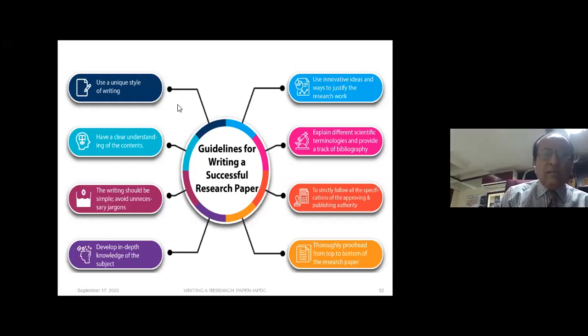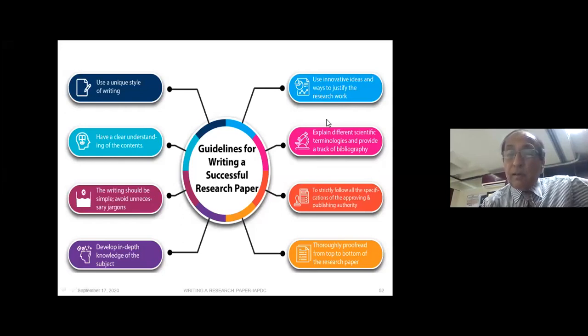So use a unique style of writing, I mean your own language. Have a clear understanding. The author should have a clear understanding of the content. He should not say, oh, I didn't know, oh, I have to see. The writing should be simple. Avoid unnecessary jargons and repetition. Don't make it difficult to understand. Develop in-depth knowledge of the subject. Use innovative ideas and ways to justify the research. This is very important. This is where people are defeated after having written their research papers.